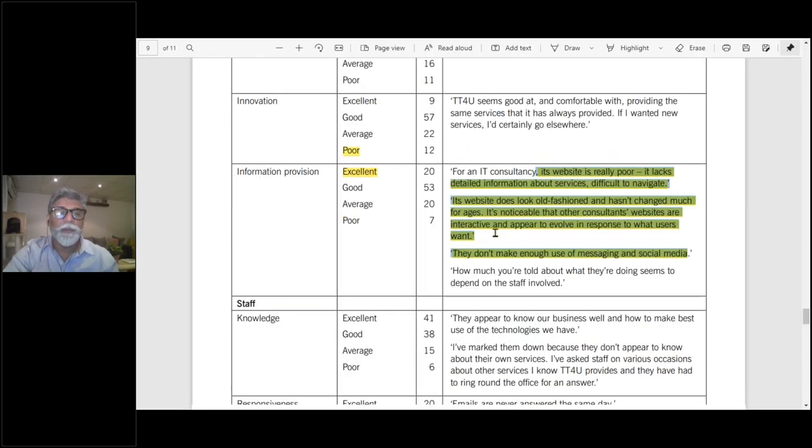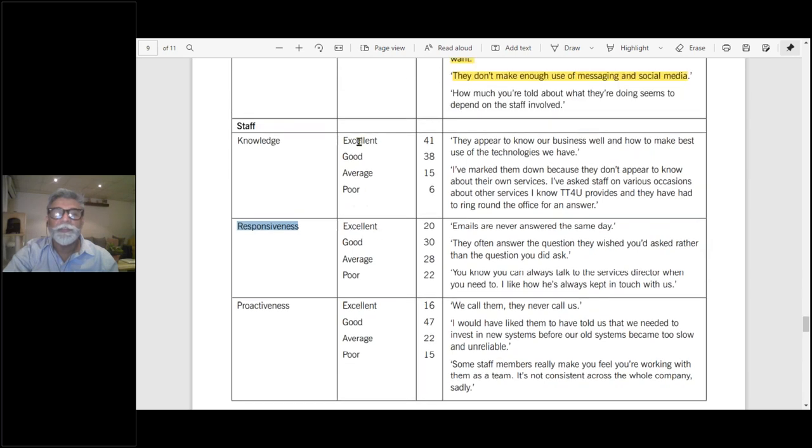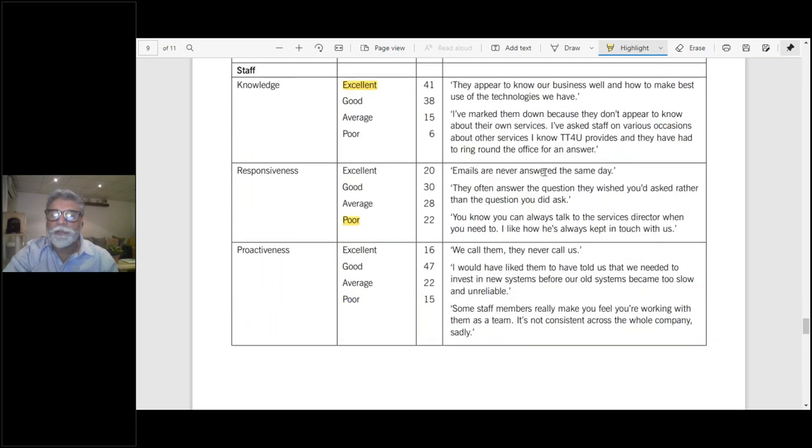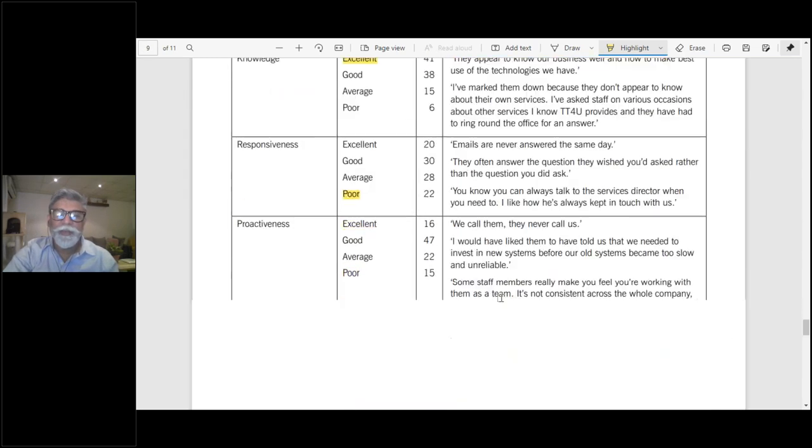Any other interesting thing regarding staffing, which one is the best one? This one. Knowledge is very good. Out of these three, knowledge is 41, but which one is the poorest? 622, this one. But responsiveness is the poorest. So excellent is this one, and poorest is this one. Any comments? This is all poor client service, so we know that our client service is already poor. We already have that point. Okay, done. So I've got an idea, just a quick glance.